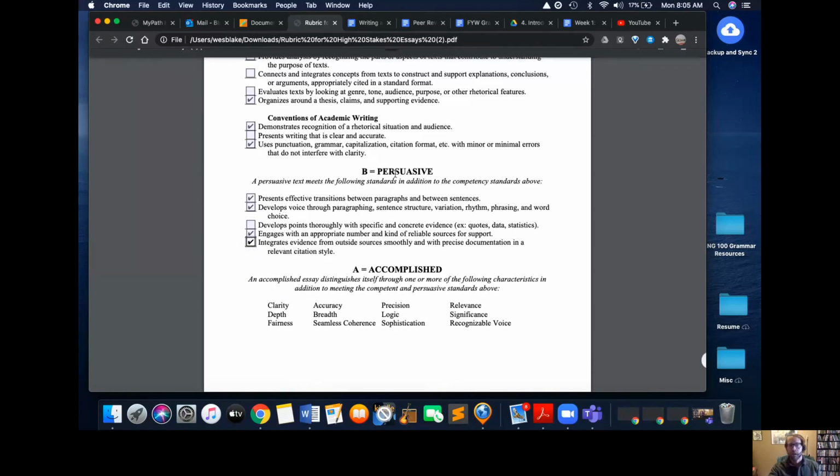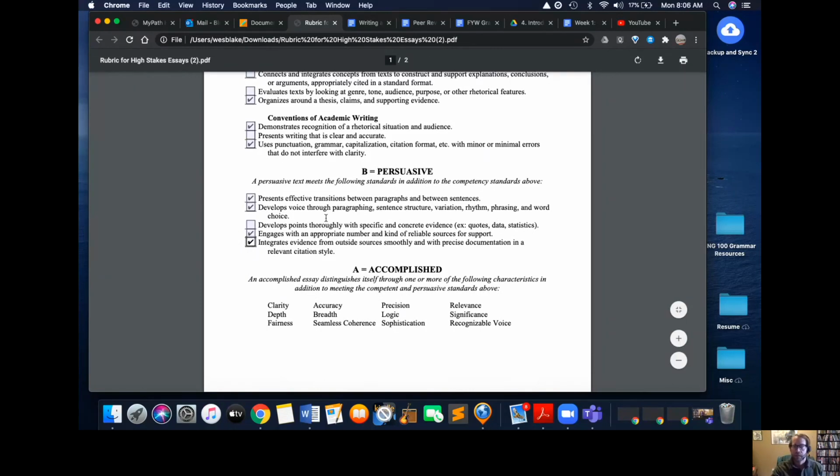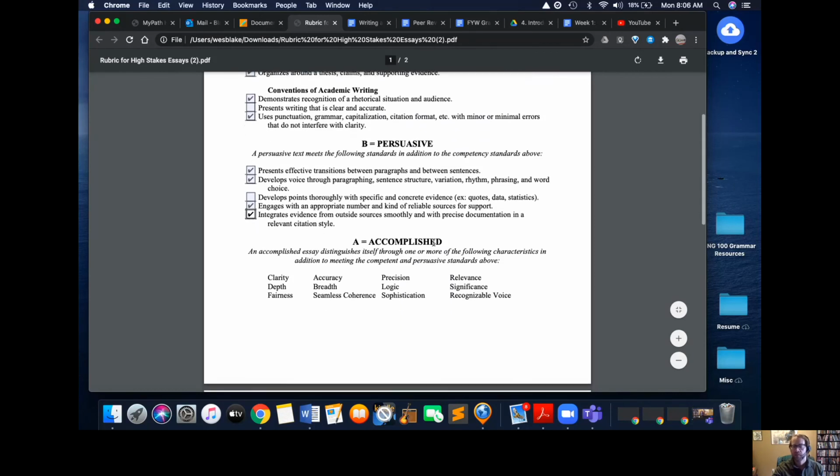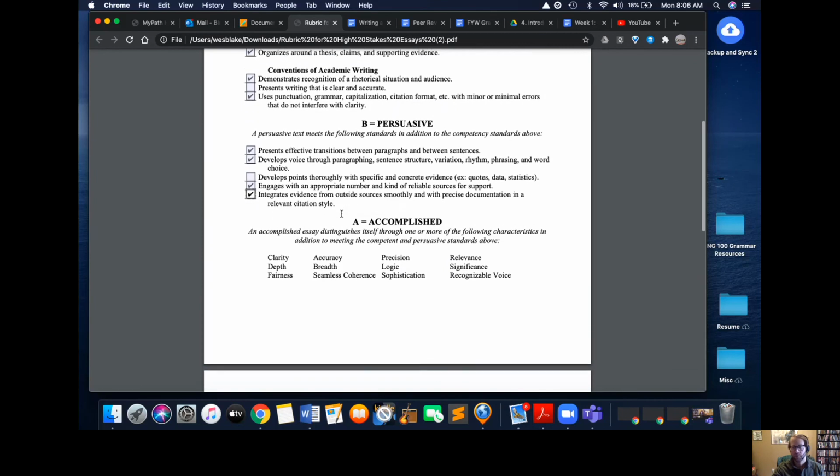And going down to B-level, so to earn a B, you want to do all those things. In addition, you want to have good transitions between paragraphs and sentences. You want to have good paragraphing skills and sentence structure. You want to have reliable sources for support. You want to integrate evidence smoothly and with precise documentation. MLA is the style that we'll focus on here.